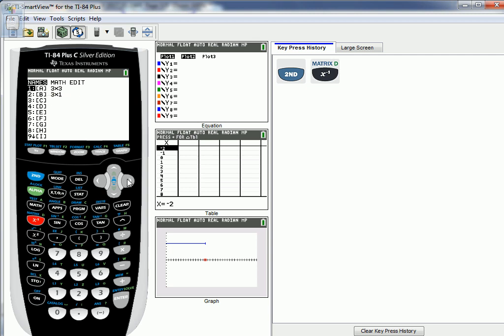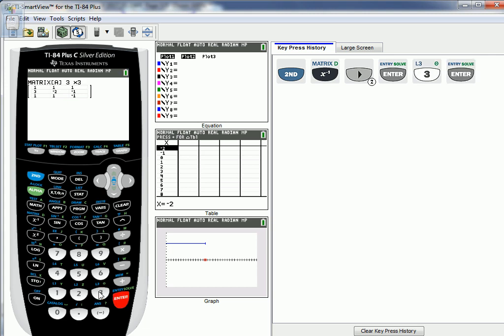Now, to actually change a matrix that's in there, you have to go over to edit. Since I'm using A and B, I'm going to use A and B. You hit enter. Yours may not say 3 by 3, but you can make it a 3 by 3. So do 3, enter, 3, enter. Now yours should match mine in dimensions.